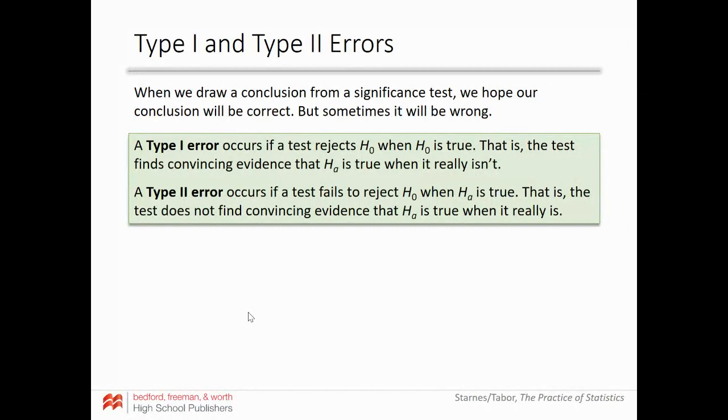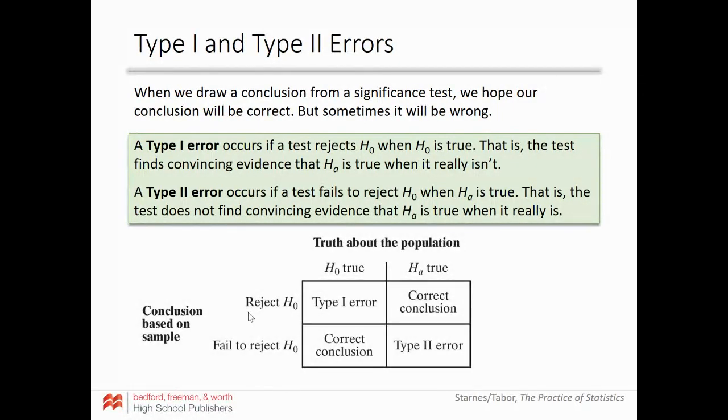So a type 1 error occurs if a test rejects H0 when H0 is true, and that's basically saying that we find convincing evidence that HA is true when it really isn't. And a type 2 error occurs if a test fails to reject H0 when HA is true, and that is the test does not find convincing evidence.